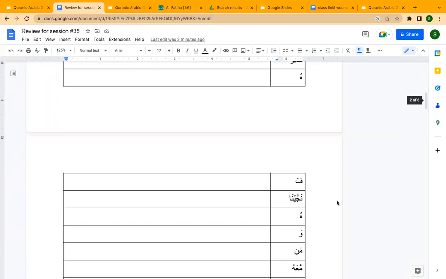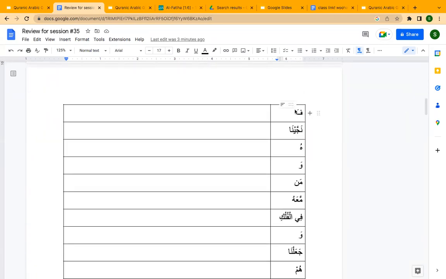Now look at fa. I have told you it's a connector. Don't worry too much about it. It is kind of like waw, so you can call it atf. If you want to put something in front of it, you can write atf. If you don't know how to put it in Arabic, that's okay, but everyone in this class should know how to spell atf. It's easy: ain, fa.